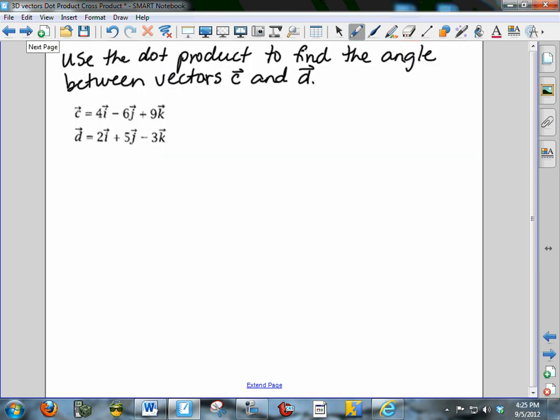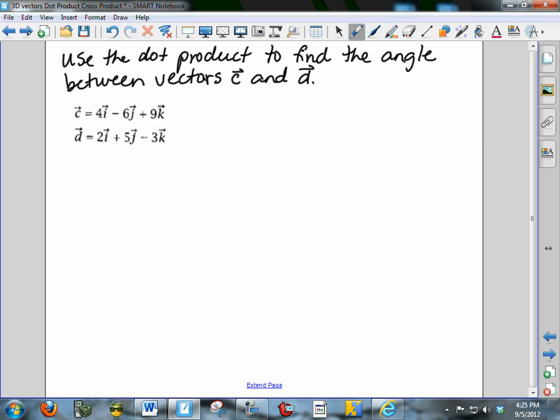Now, using the dot product to find the angle between vectors C and D. This is what we're going to mostly be using dot product for. There are many other applications in physics of the dot product, but this is the one application that we're just going to use, which is how do we find the angle between two vectors.